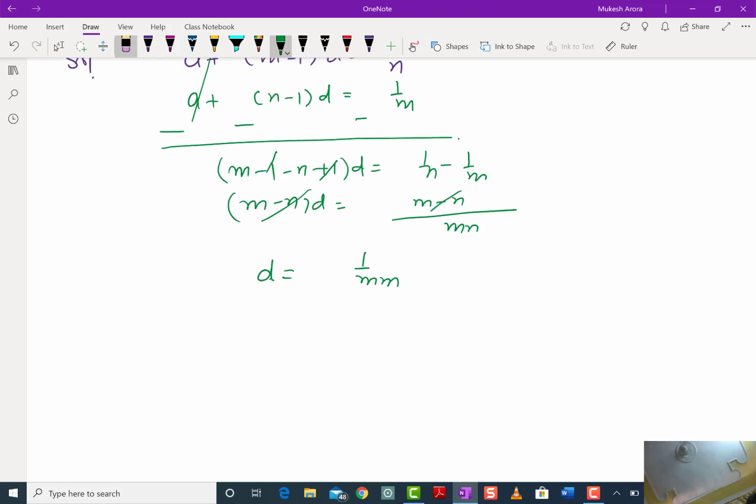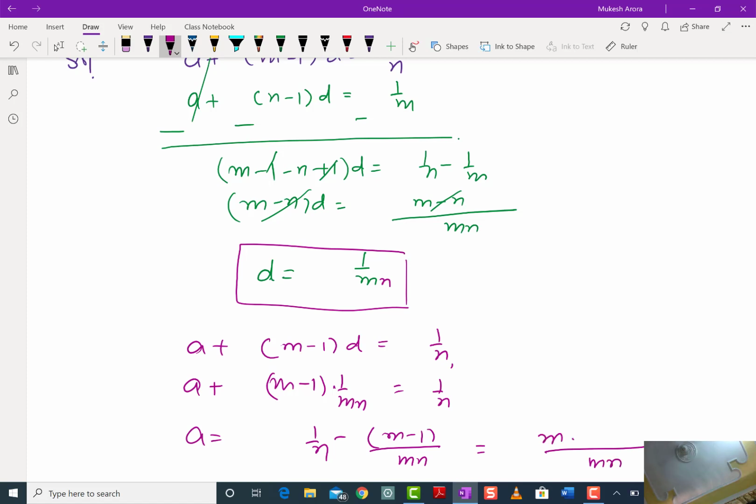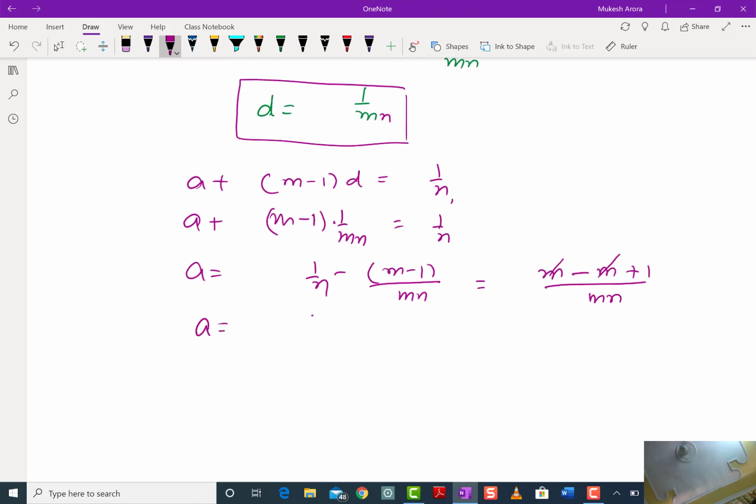So you have d with you. You have to find a also. It was a plus m minus 1 d is equal to 1 by n. D is given, m minus 1 into 1 by mn is equal to 1 by n. A is given: 1 by n minus m minus 1 by mn. LCM is mn. This is m minus m plus 1. This is cancelled. So A is also equal to 1 by mn. So both the values are the same.